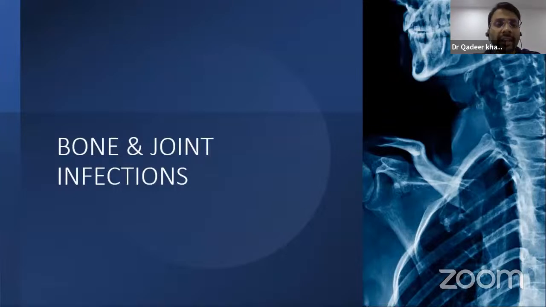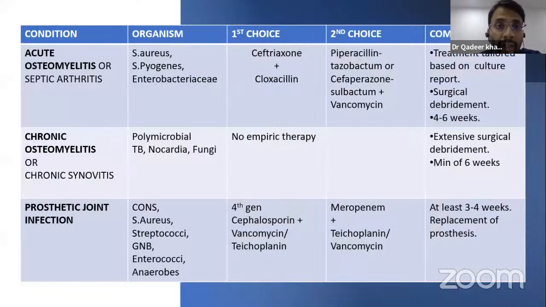The next thing is bone and joint infections. We should know the probable sites of infection and the probable organisms. If it's acute osteomyelitis or septic arthritis, most commonly it will be gram-positive along with gram-negative organisms. So the first choice will be ceftriaxone with cloxacillin. The second choice will be a beta-lactam/beta-lactamase inhibitor combination along with gram-positive coverage like vancomycin. If it doesn't get better, we should go ahead with surgical debridement, and the treatment should be continued for a duration of 4 to 6 weeks.